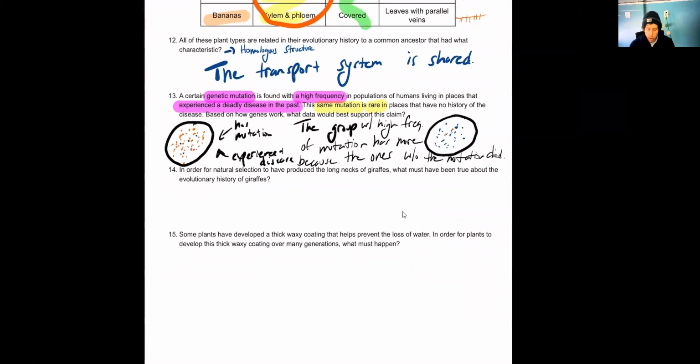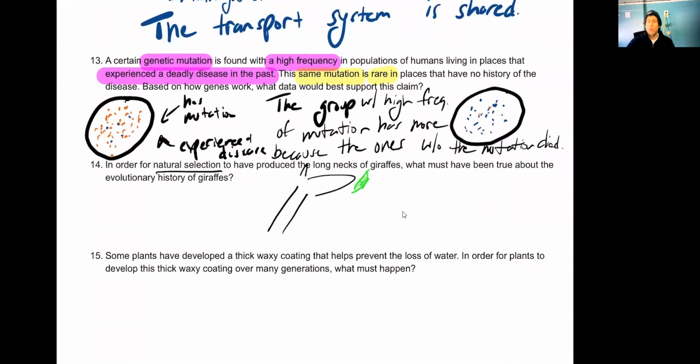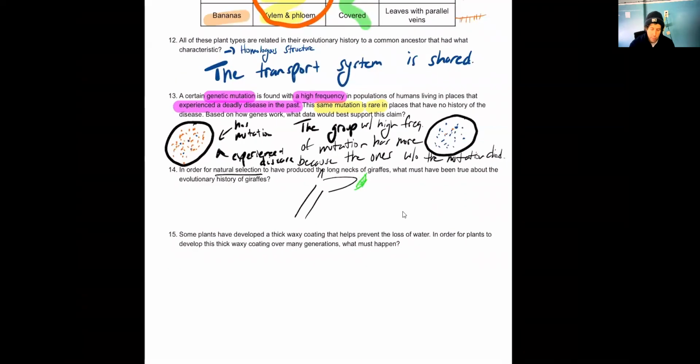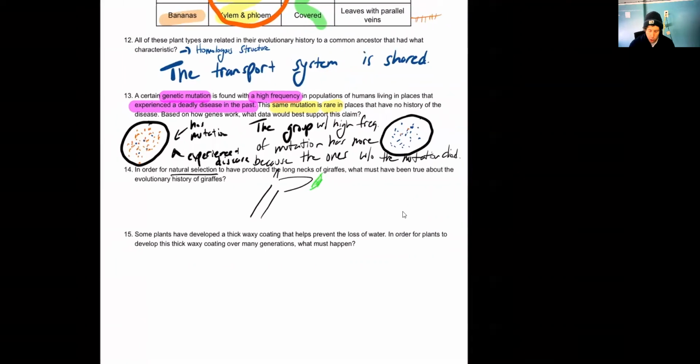These are very similar, so I'm just going to answer one of them, and that should help you answer the second one. In order for natural selection to produce the long necks of the giraffe, so there's my giraffe right there, it's got a long neck. What must have been true about the history of giraffes? Well, we know that the long neck is something important for these animals. They need the neck so they can eat leaves that are up high in the African trees. But why would they grow longer over time? So we've learned that this long neck must be, first of all, number one, it must be an advantage.